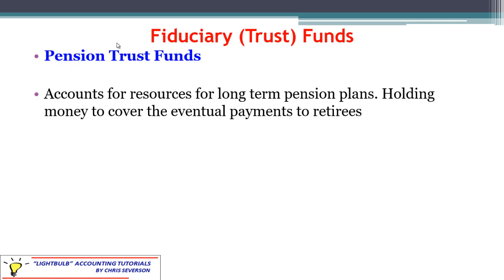So now let's talk about the pension trust fund. That's the first type of fiduciary fund we'll talk about. Again, as you can see here, we have the pension funds that are being deposited by various departments of the government, whoever has employees that are eligible for a pension. This fund is holding money to cover those eventual payments to the retirees. They're investing money to generate a return. They're paying the retirees off. They're recording all the funding from the various departments. So this fund is set aside to handle all of that.